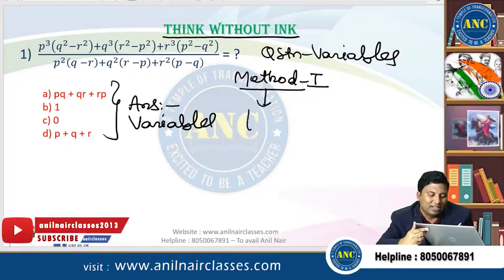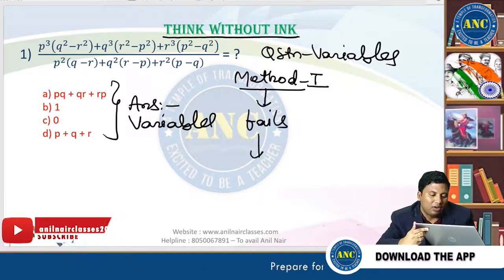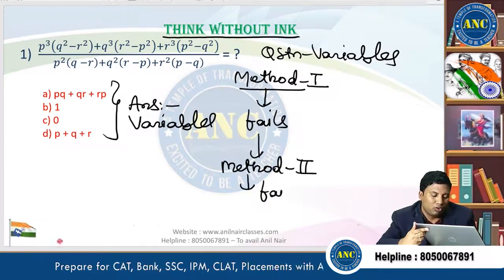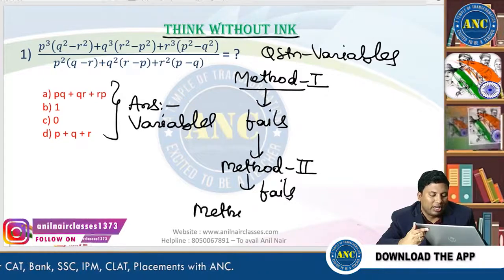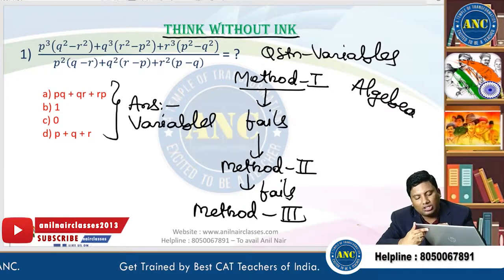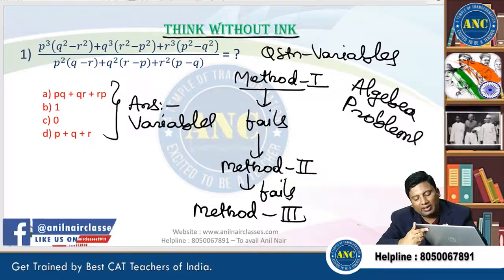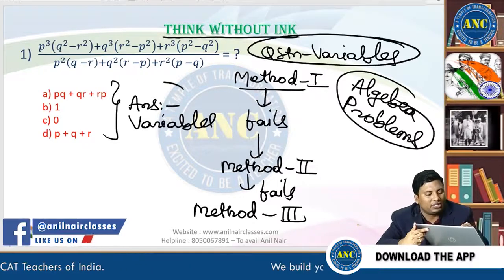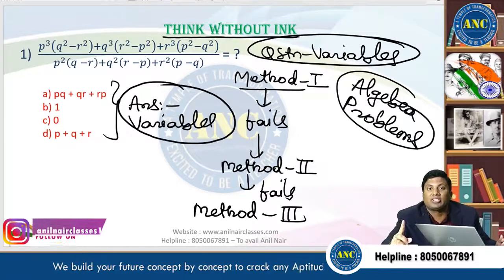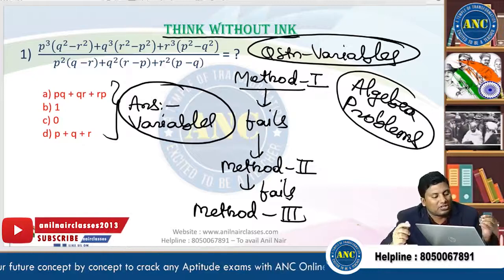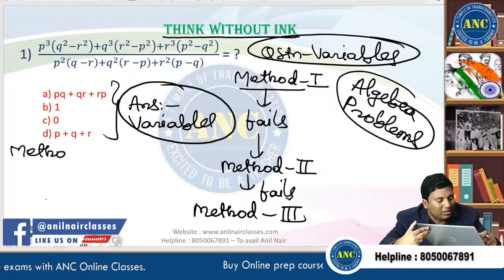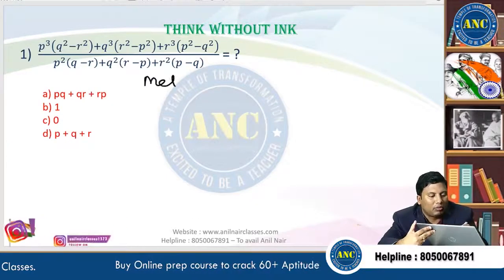If method 1 fails, I will go to method 2. If method 2 fails, then I will go to method 3. This is the flow chart to solve algebra problems, particularly under the variety: if the question contains variables, answer contains variables, how we should solve it. What is the first method that should be used? Method 1. Now let us see method 1.